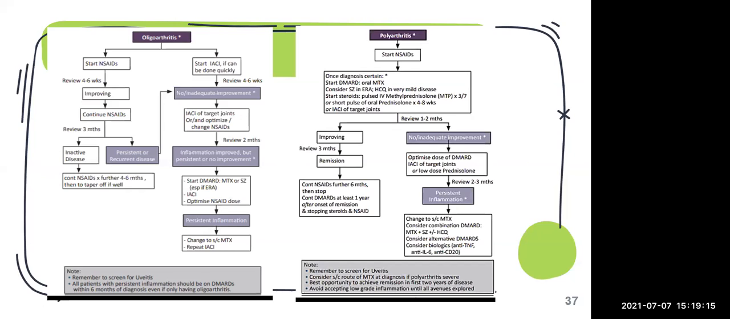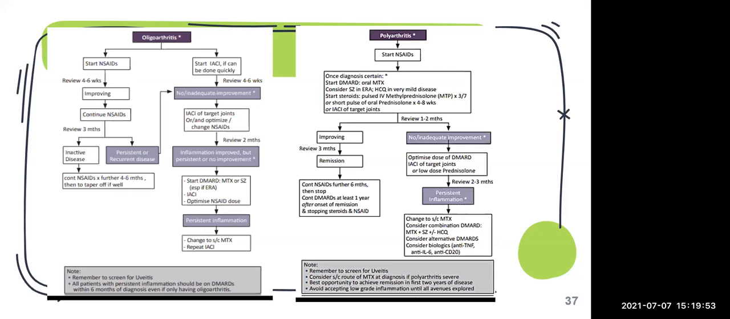You start with NSAID, and you also start on DMARDs right away, oral methotrexate, and then steroid also you need to give. And if the patient improves, then you just continue NSAID for 6 months, and you need to continue DMARD for at least 1 year after onset of remission, and you need to stop the steroid and NSAID after that. Okay, if it doesn't improve, then you can optimize the dose of DMARD. If it is still persistent, then you need to change to subcutaneous methotrexate. And you can also consider other alternative DMARDs or consider the biologic DMARDs.